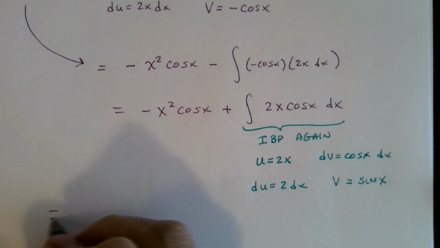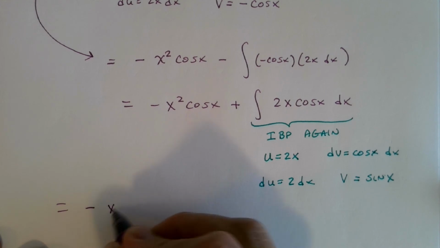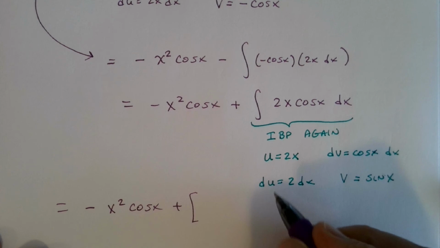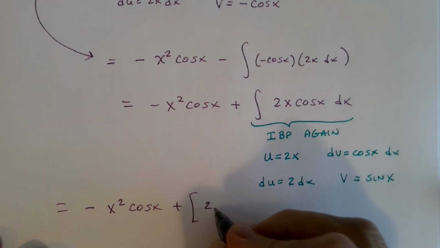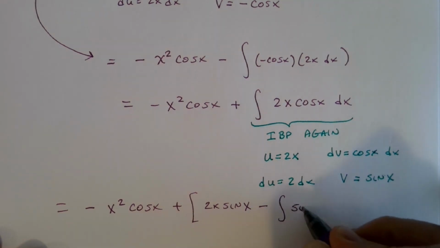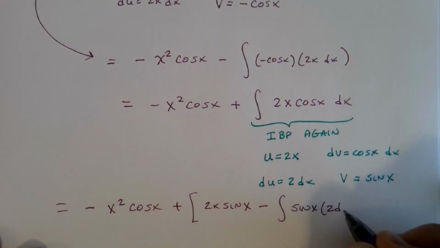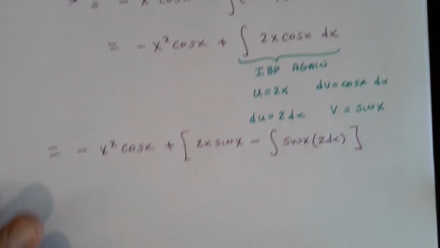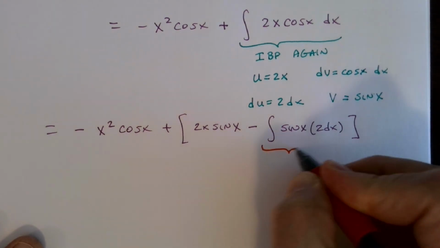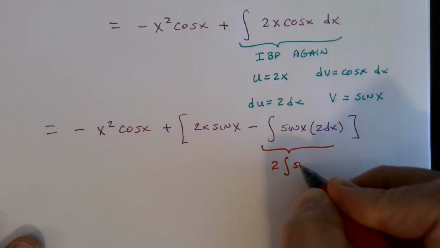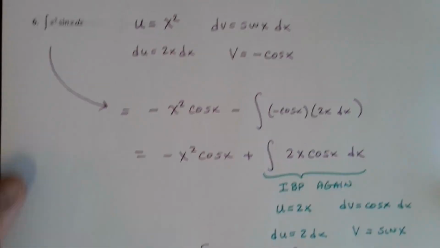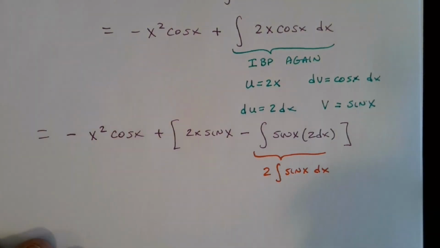And so this becomes, don't forget I got this negative x squared cosine of x plus, and then here I'm going to do what? Again, uv, so that's 2x sine of x minus the integral of v, sine of x, du, which is 2 dx. All right. Well, this I can do, right? Because this 2 can come out. This is just the integral of what? 2 times sine of x dx. And that's simpler, right? There's no x with it anymore. It was x squared sine of x, and now it's just sine of x. Yeah, I can do that one.